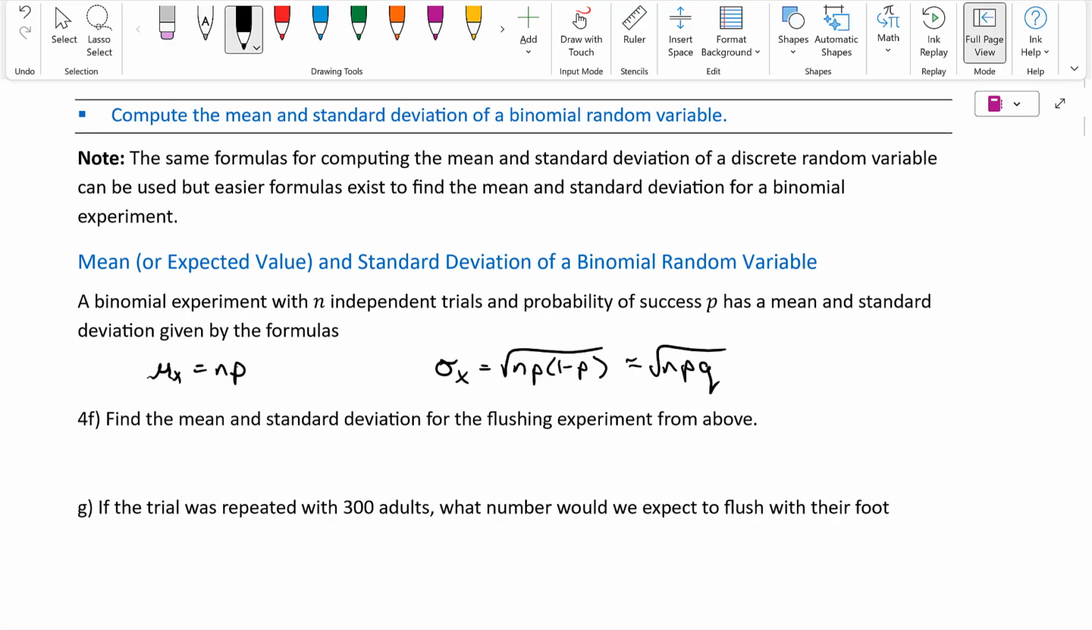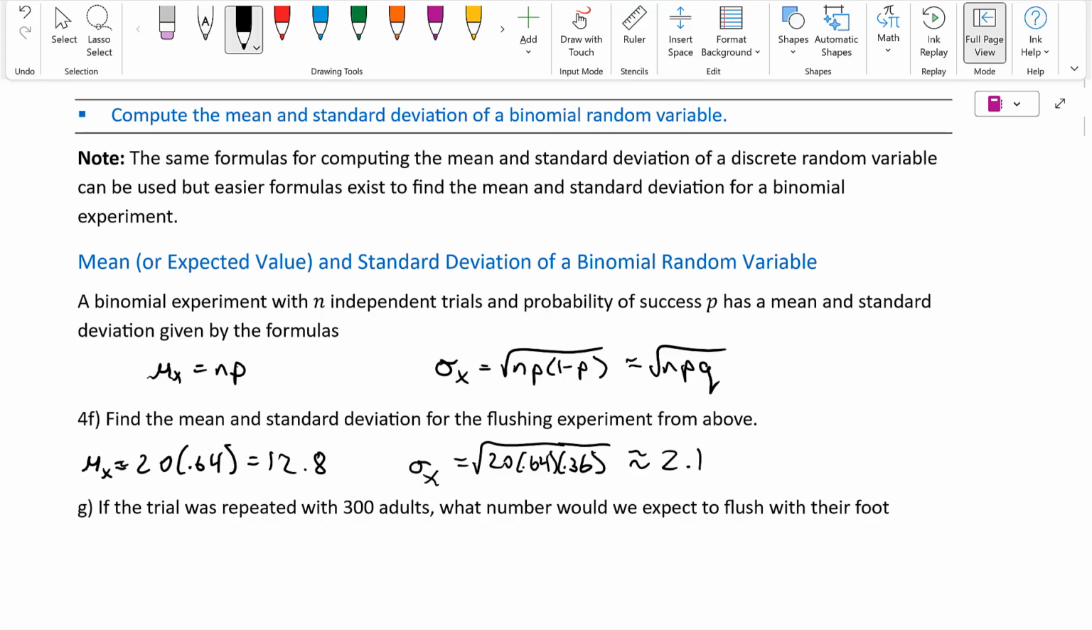For 4F then, we want to find the mean and standard deviation for the flushing experiment from above. So our mean there is going to be our n, which was 20, times our 0.64 for our probability. And that should come out to 12.8. Our standard deviation for that binomial random variable x, we compute the square root of 20 times 0.64 times 0.36, if we subtract 0.64 from 1, and that comes out to approximately 2.1.